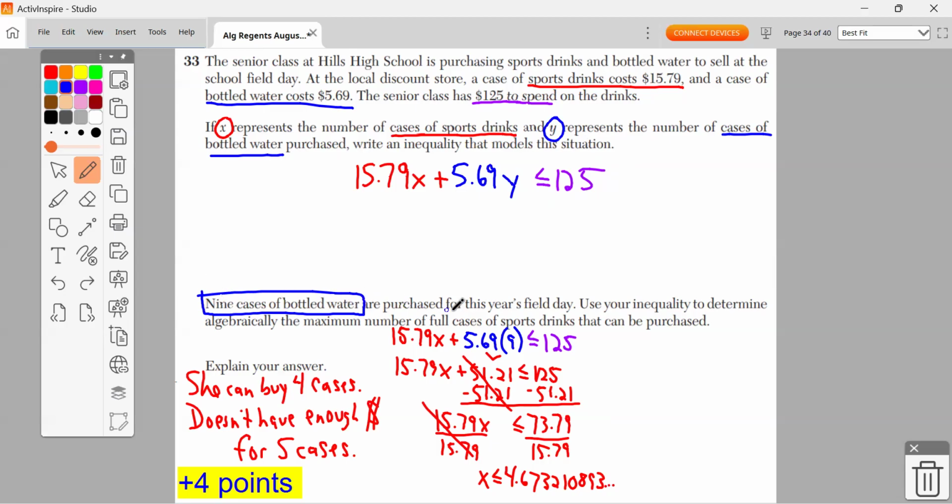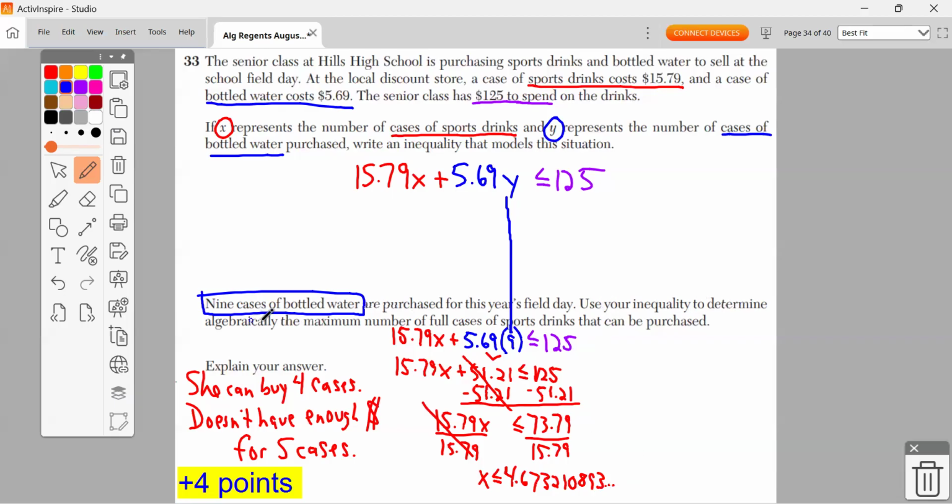9 cases of bottled water were purchased. So what I did was I plugged in my 9 in for my Y for the bottled water. So now I'm going to solve that equation. So 5.69 times 9 is 51.21. Now it's just a 2-step inequality. Minus 51.21 from both sides. Divide by 15.79. And you get 4.67 and so on. X is less than 4.67 and so on.